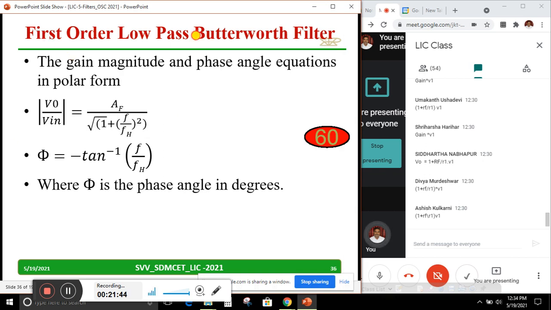For the first order low pass Butterworth filter, the gain magnitude and phase angle equations in polar form are given like this. V naught by Vn equal to AF by square root of 1 plus (F by Fh) squared, and phi equal to minus tan inverse of F by Fh. So phi is the phase angle in degrees. Note down these two. Sometimes they may ask you to write in the exam. Copy down these two equations.